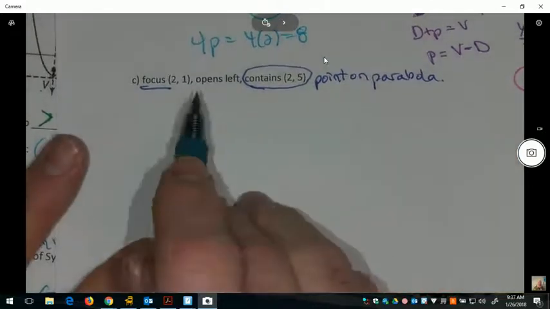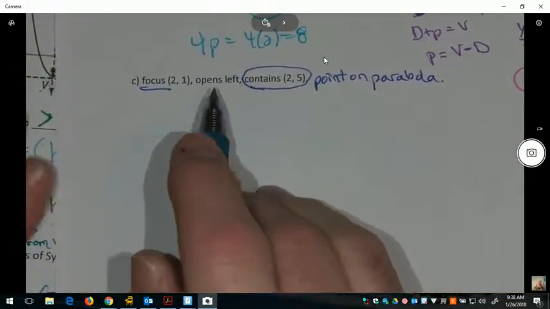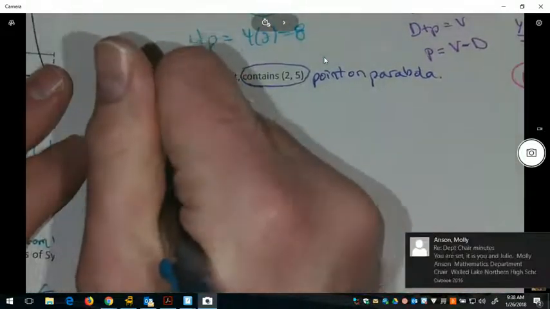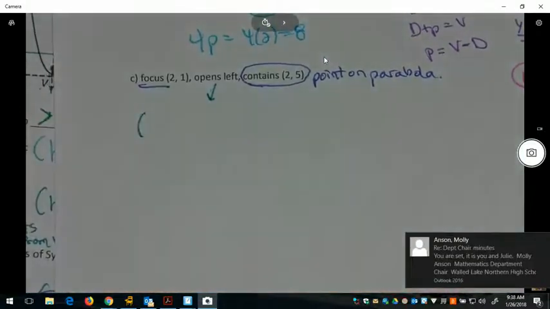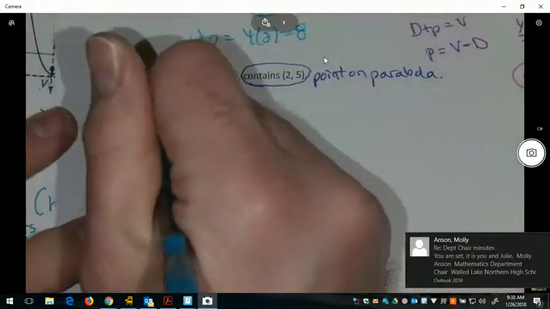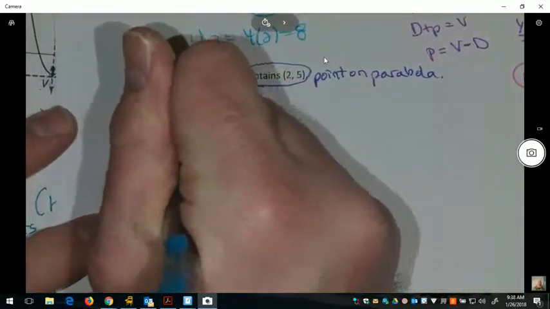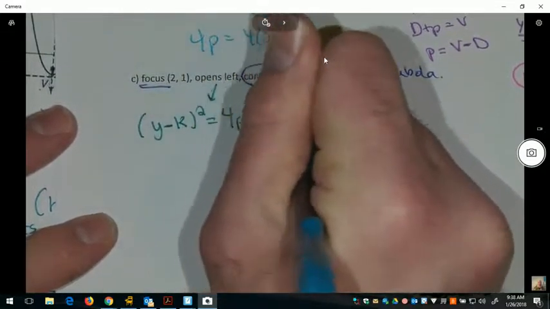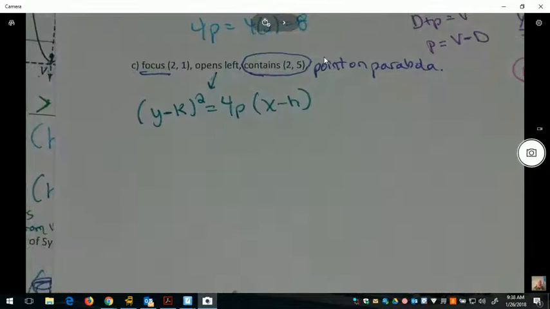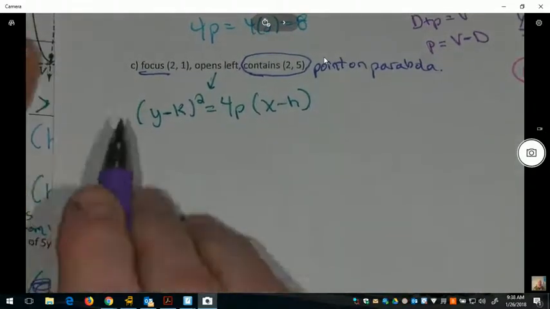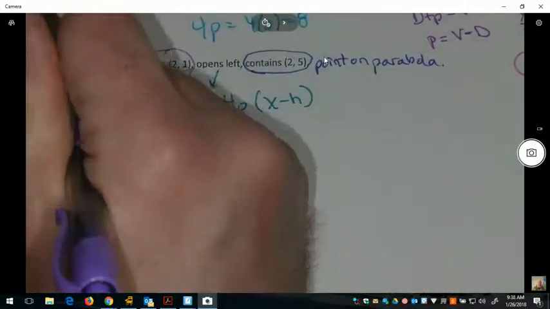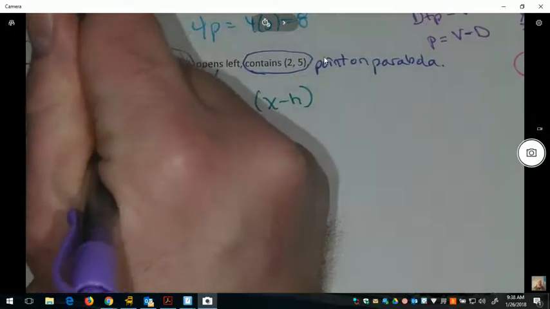So we do know that this one opens left. That tells us what our general equation will look like. Because it's opening left, we have a y equation. We've got y minus k squared equals 4p times x minus h. And unfortunately, we can't just plug the vertex in and quickly calculate the value of p. However, we do know that there is a relationship between the focus and the vertex. The focus equals vertex plus p.